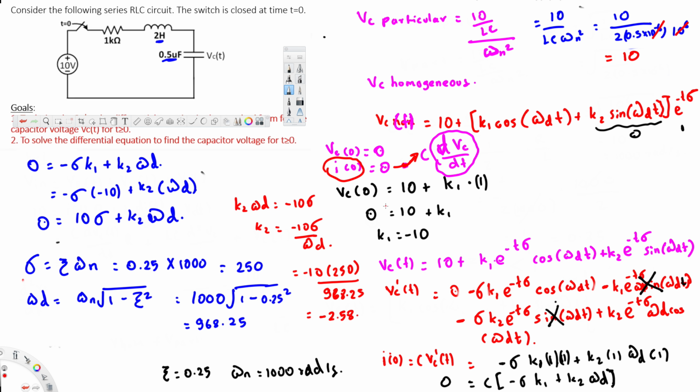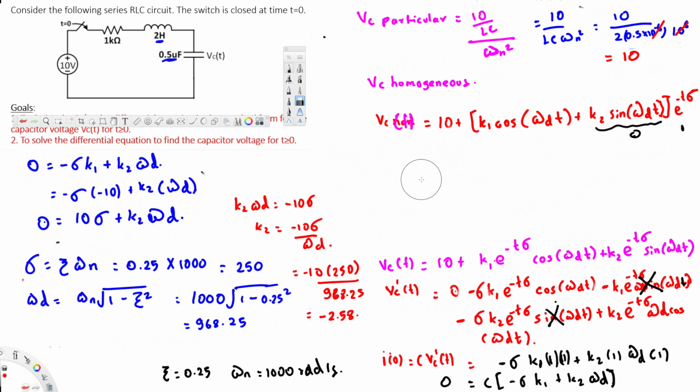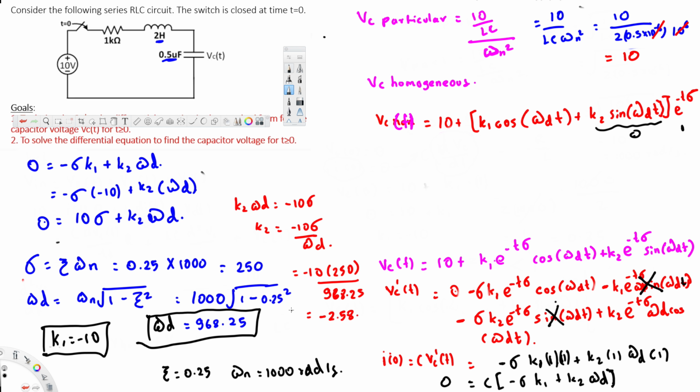Now let's get rid of these things. Write our final answer here. I erased the k1 part. We know that k1 is equal to negative 10. These are the pieces of information we needed: k1, and also we need omega d. This is our omega d value, and also we need our k2 value. This is our k2 value, and also we need the sigma value. Sigma is equal to 250, and these are the things we need in order to write our final solution.